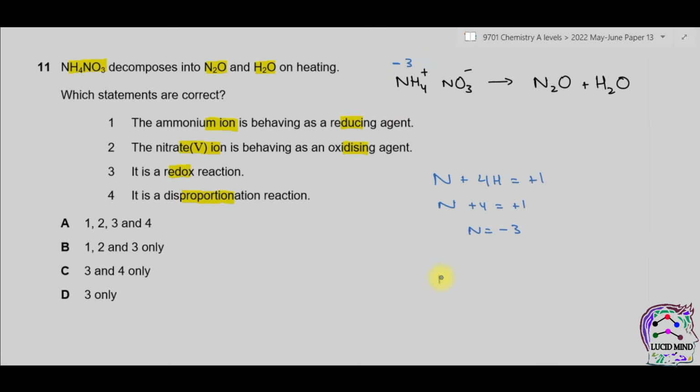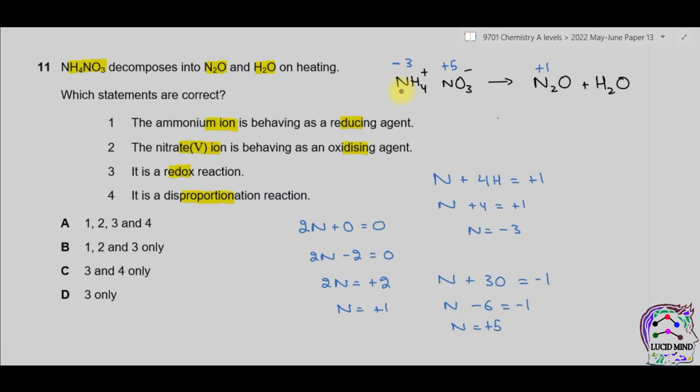Now in nitrate, we have 1 nitrogen, 3 oxygen, overall charge is -1. So nitrogen minus 6 equals -1, or nitrogen is equal to +5. In N2O, we have 2 nitrogen atoms, 1 oxygen atom, and overall charge is 0. So 2 nitrogen minus 2 equals 0, or 2 nitrogen equals +2, and 1 nitrogen will be equal to +1.